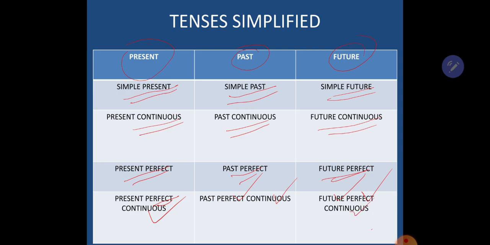So totally we have 3 into 4, 12 tenses. Normally some of the students don't even know how many tenses are there. So total 12 tenses are there, and very easy to remember, 3 divisions into 4 segments. Okay. Now let's go into detail.